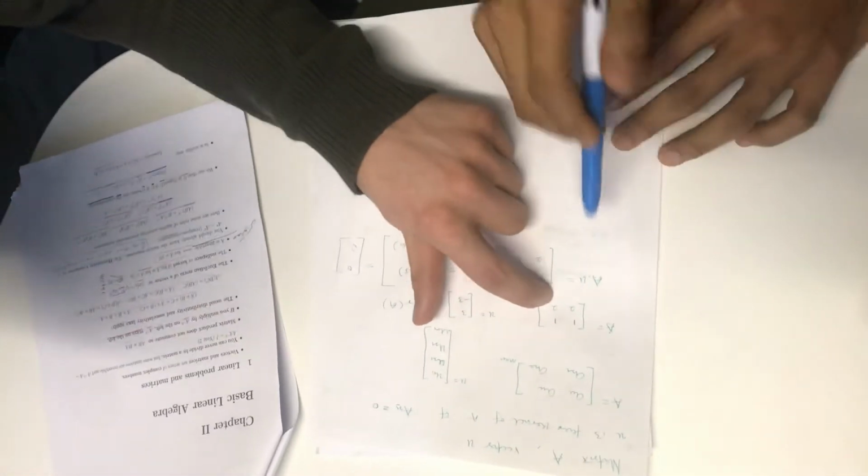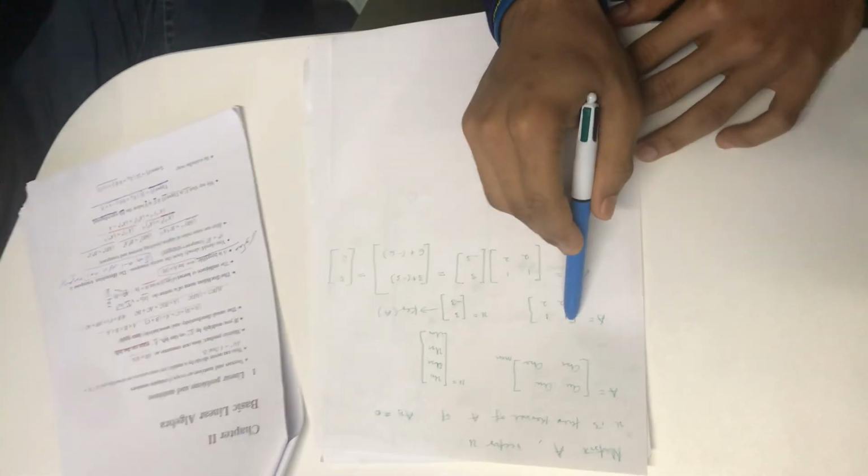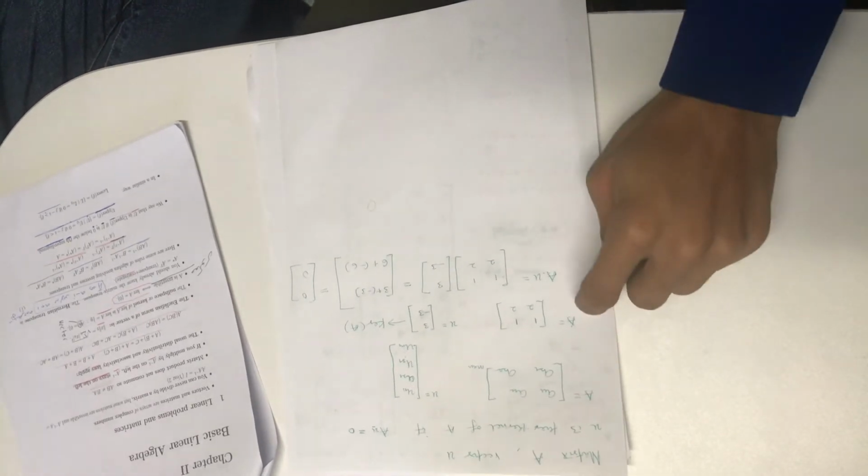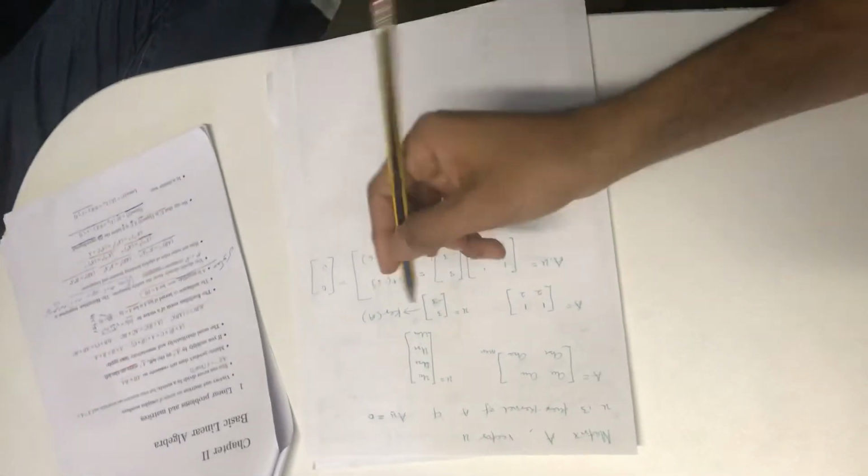So how do you know if a matrix has an inverse or not? Very simple: find the determinant. If the determinant is 0, it does not have an inverse. The determinant is this times this, 2, minus this times this, 2, which is 0. So there is no inverse, which means the kernel is non-zero.